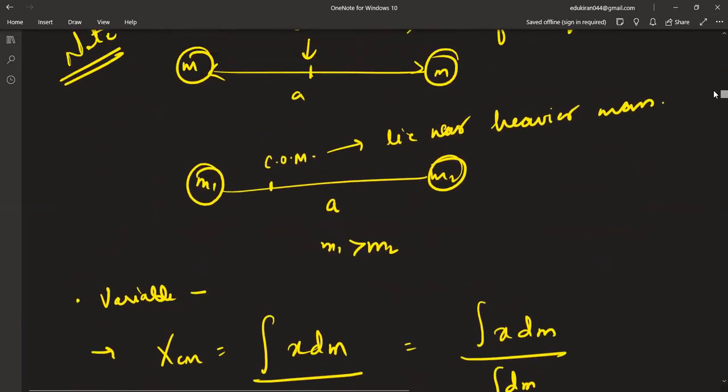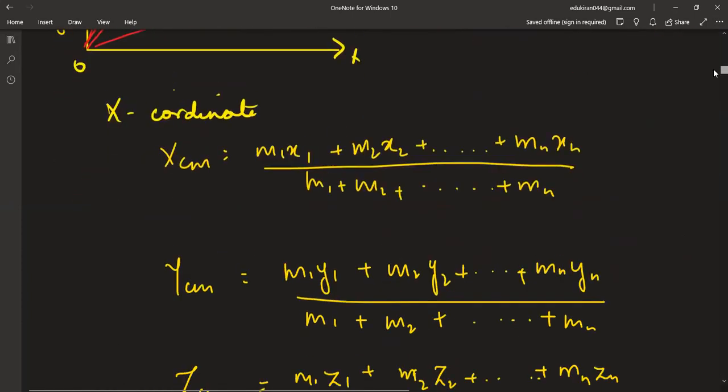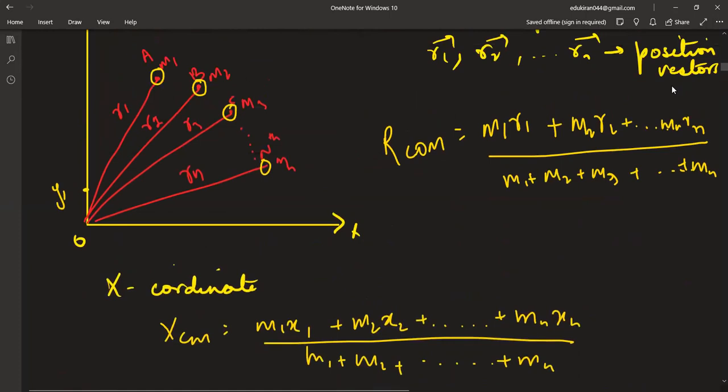the concepts were left. Now, before we start, in the last class, we had discussed that the generalized formula for center of mass is M1R1 plus M2R2 up till MnRn divided by the total mass. Means you just directly algebraically add all the masses.